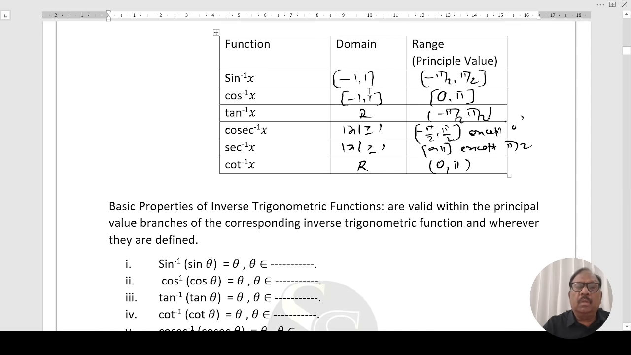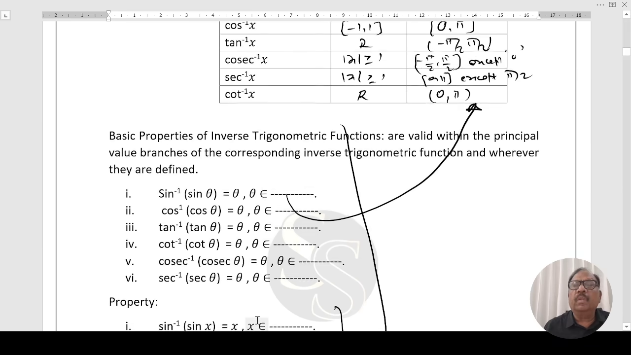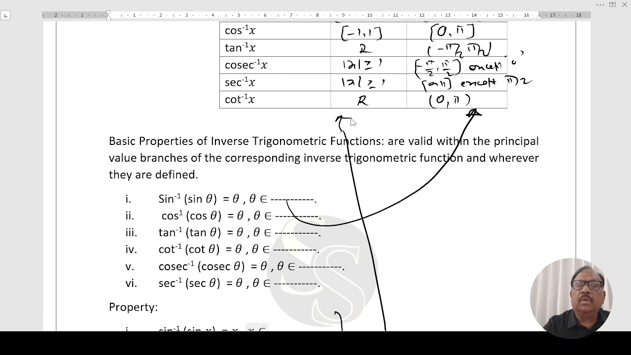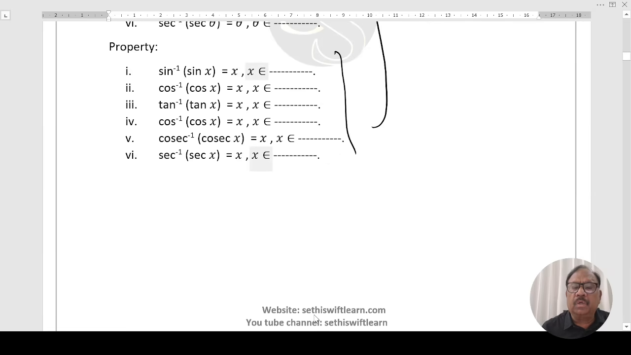Now, sine inverse of sine theta equals theta, and cos inverse of cos theta equals theta, if theta belongs to this interval. And for inverse sine of sine of x, x should belong to this one. This is all about the basics: how to find the domain, how to restrict the domain and range, and how to make it a bijective function, right?